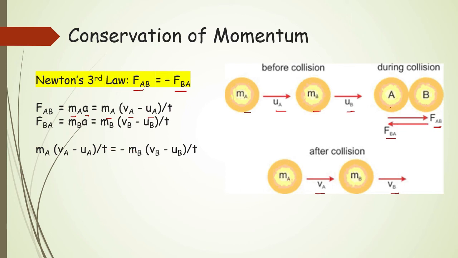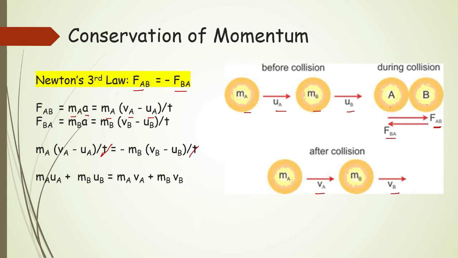Now if we expand this, the time interval t can be cancelled out because it's the same instant, the time of the collision. The time interval has to be the same. So if we rearrange this, this is what we get.